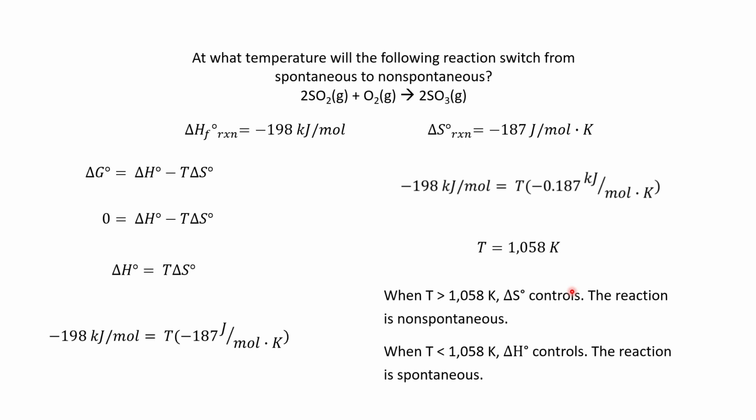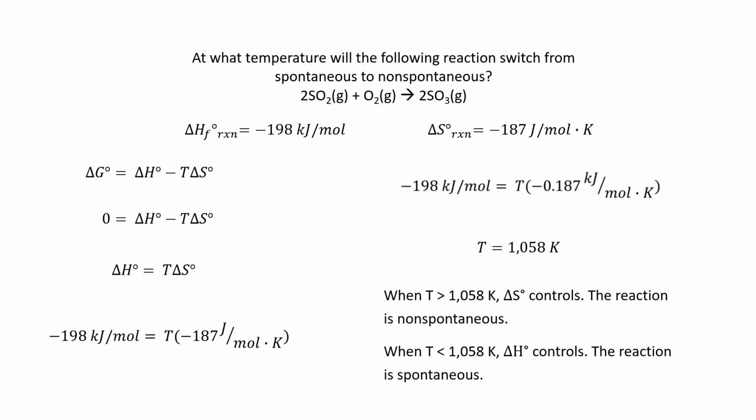And the opposite is true. So when my temperature is less than 1058 Kelvin, then my enthalpy term is going to control, or it's going to dominate my calculation. That means the reaction is going to be spontaneous, or again, thermodynamically favored, which is exactly what we saw on the previous slide at 25 degrees Celsius or 298 K. The reaction was spontaneous because we were less than this 1058 Kelvin, which is our turning point temperature.